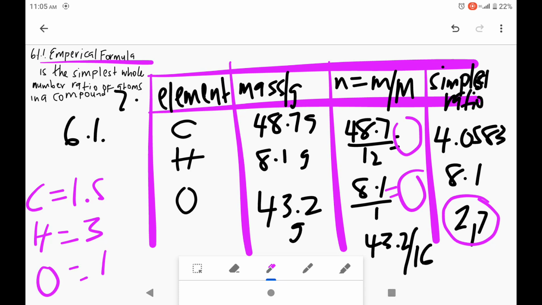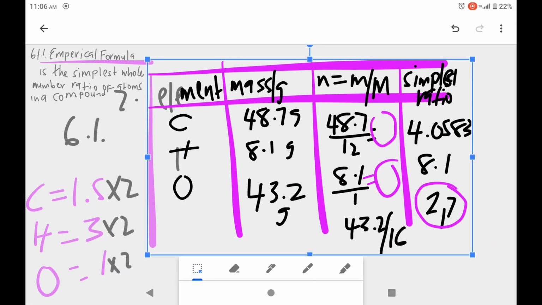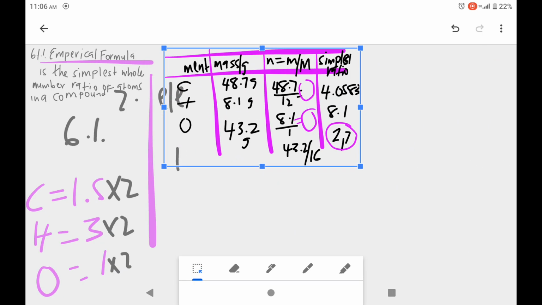So I have to write my empirical formula in terms of C, H, O. Here you can see we got 1.5 for carbon. So to make it a simplest whole number ratio, I have to multiply everything by 2. I'm going to get my empirical formula after that. Let me show you.